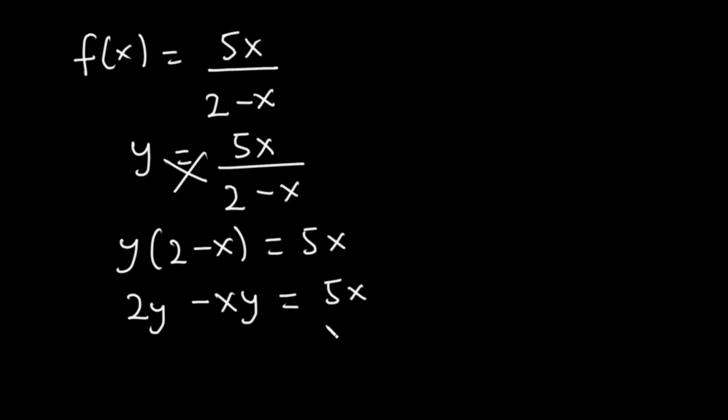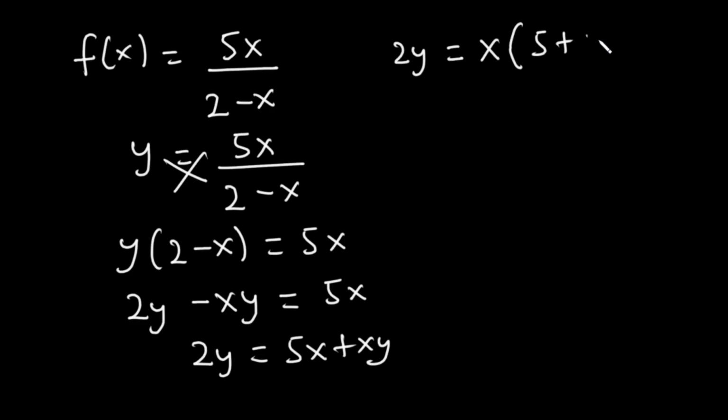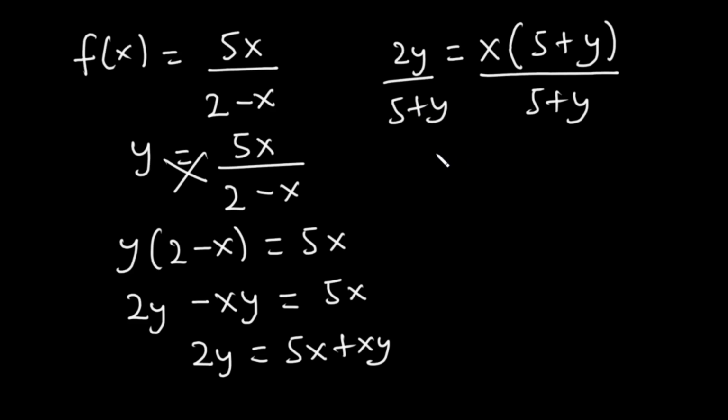Because we want to make x stand alone, we are going to transpose negative xy to the right hand side. So it's going to be 2y is equal to 5x plus xy. Now, making x the subject, we are going to factorize. So it's going to be 2y is equal to x into bracket 5 plus y. And then we divide both sides of the equation by 5 plus y. So x is going to be 2y over 5 plus y.